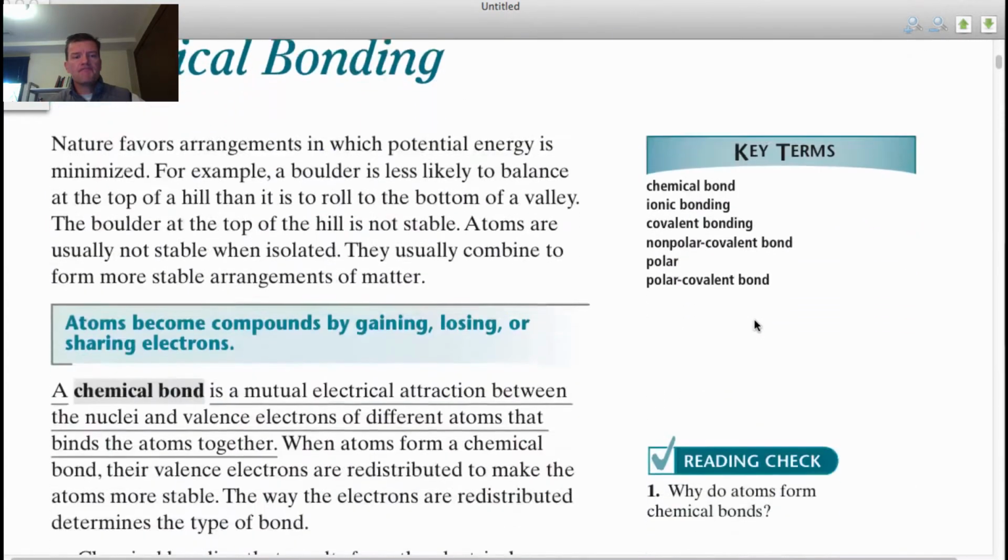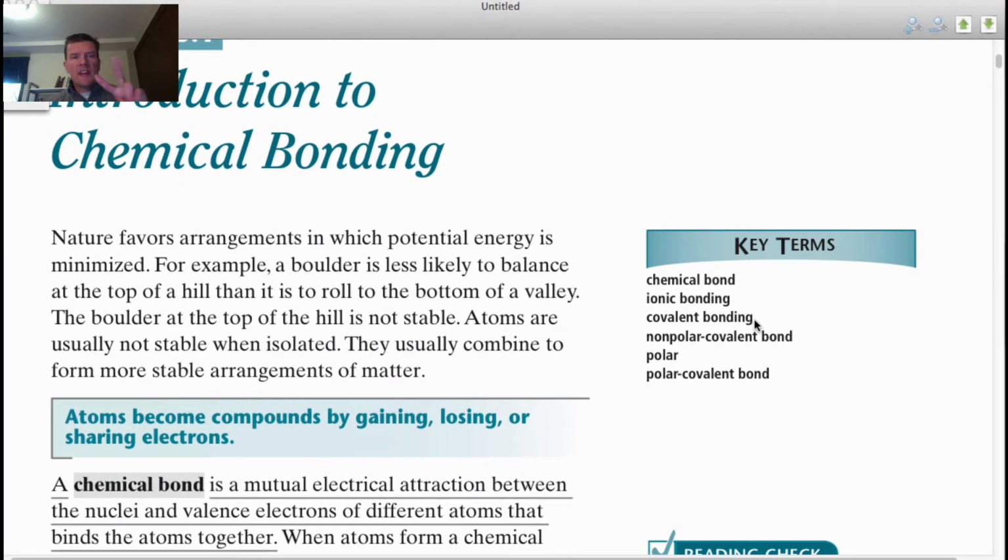Okay. There are two types of bonds that we're going to talk about. We're going to talk about ionic and covalent, and I'll show you in just a second how we distinguish between those. Okay.